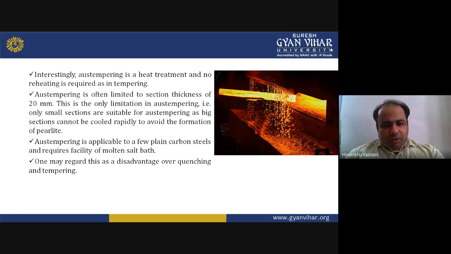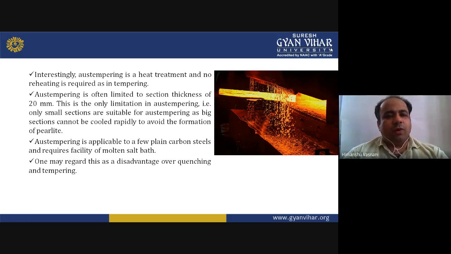That is, only small sections are suitable for austempering, as big sections cannot be cooled rapidly enough to avoid formation of pearlite. We have this limitation in austempering because big sections you cannot cool instantly and avoid the formation of pearlite. We want those components, those sections, which can be cooled fast. So the austempering process is done on parts which have a thickness of around 20 mm. Now, austempering is applicable to a few plain carbon steels.